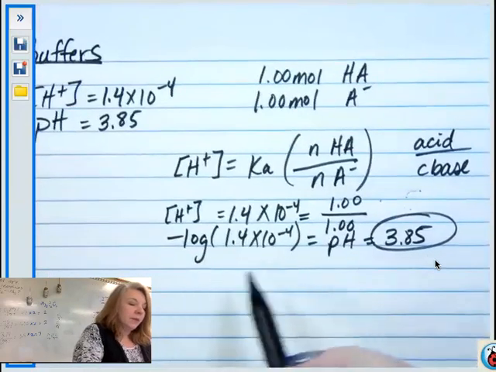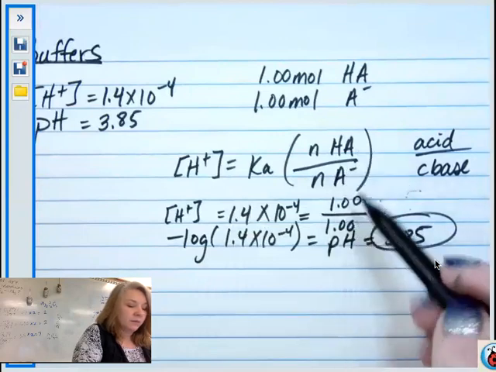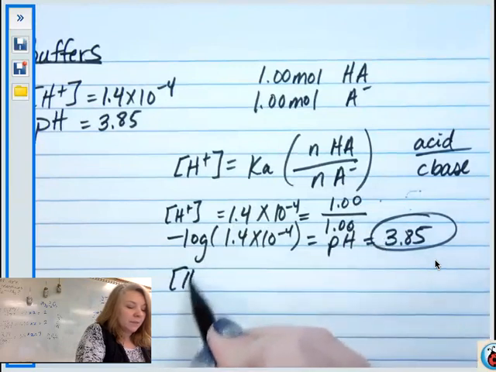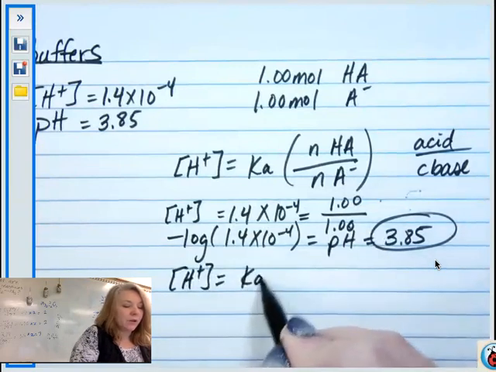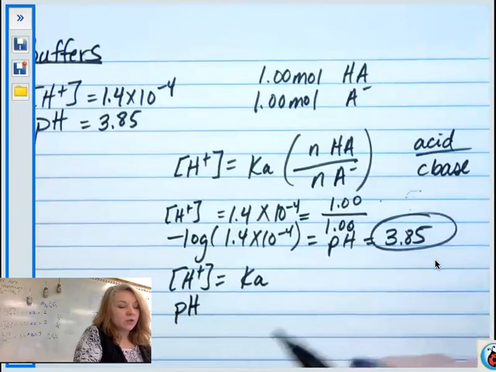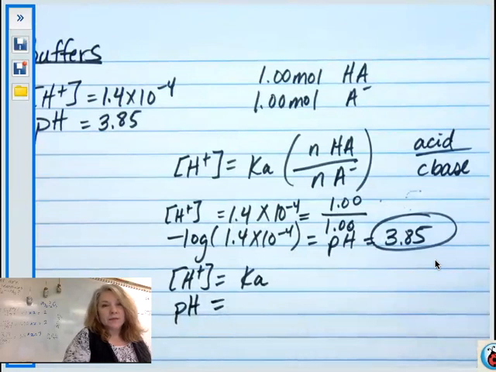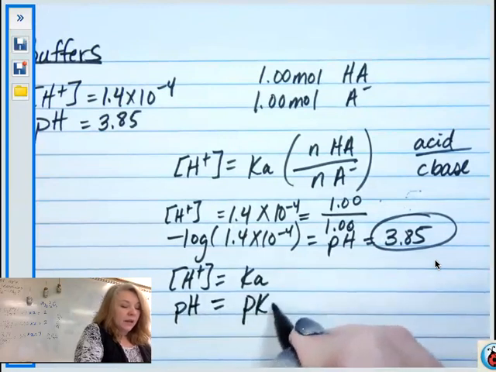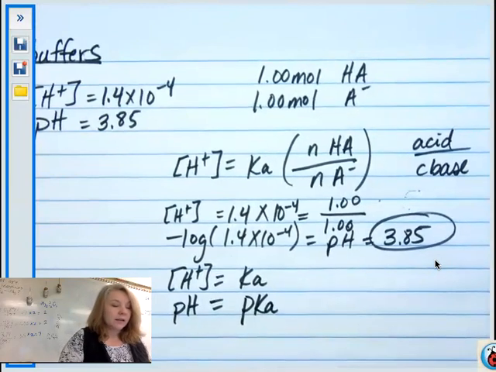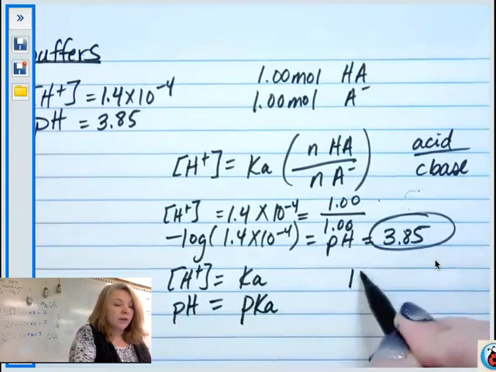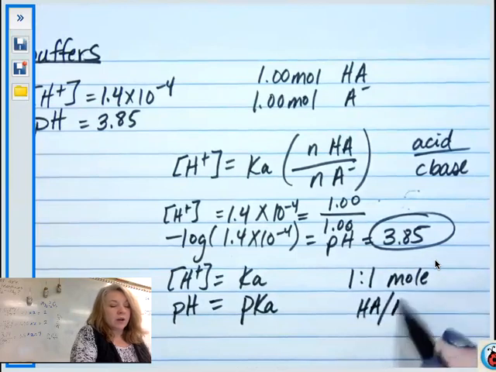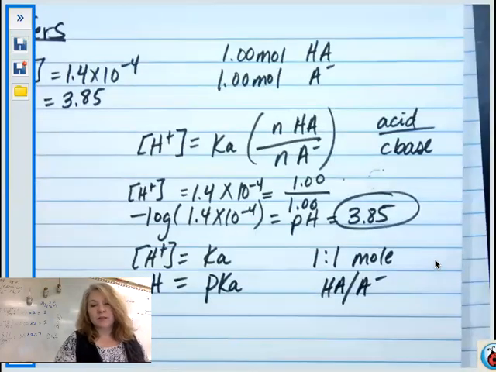Now, notice that in this situation, the number of moles of HA and A minus are the same. So H plus is equal to our Ka value. If you take the negative log of H plus, that gives you pH. If you take the negative log of your Ka, that gives you pKa. And so the best buffer system, the one with the best buffering capacity, is going to have a concentration of a 1-to-1 mole ratio of acid to its conjugate base. That's going to be your best buffering system.